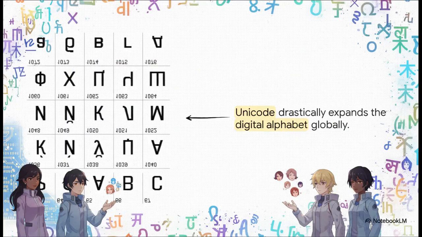But beyond those first 256 spots, wow. Unicode drastically expands the digital alphabet on a global scale. It literally provides a unique number for every single character of pretty much all human languages. This is huge. It means a computer can process English, French, Greek, Hindi, and Korean text all simultaneously in the exact same document simply by using this one massive, universally agreed-upon list of numbers. It's a real game changer.